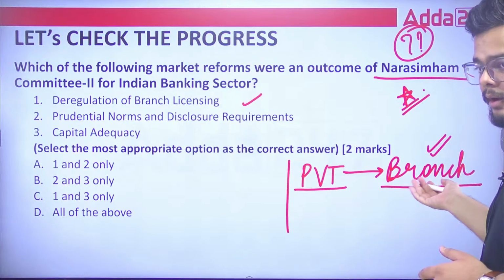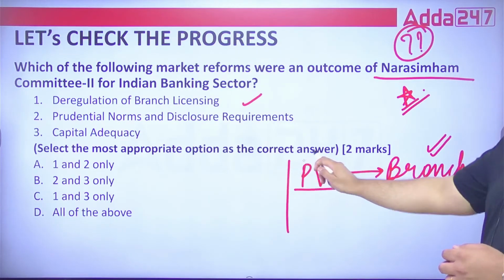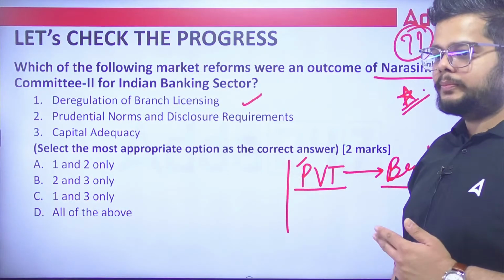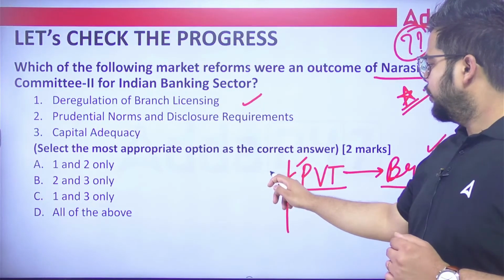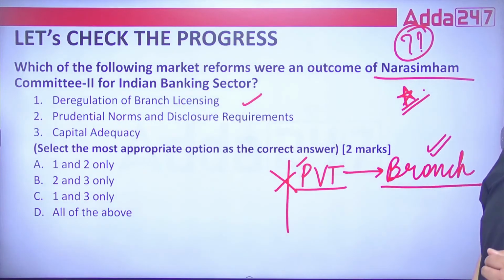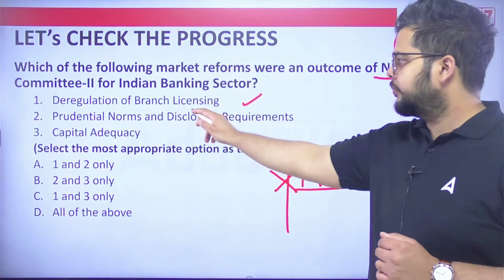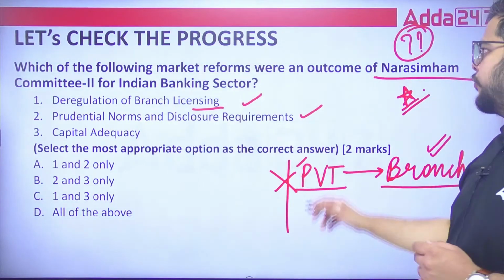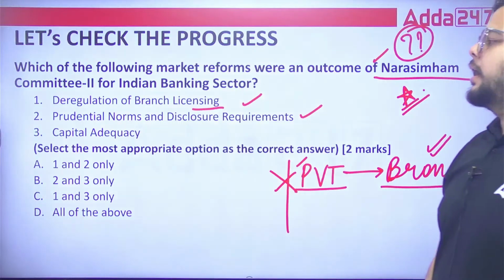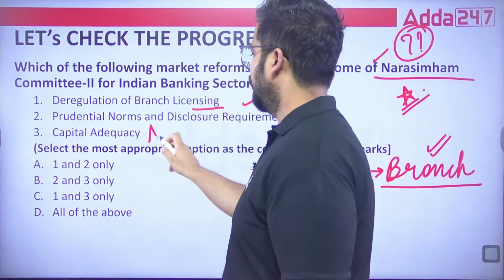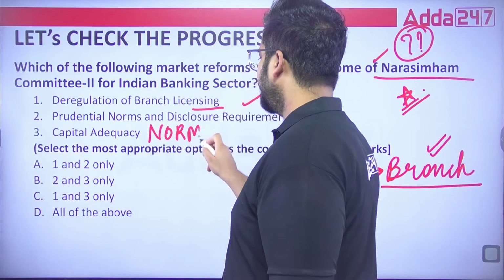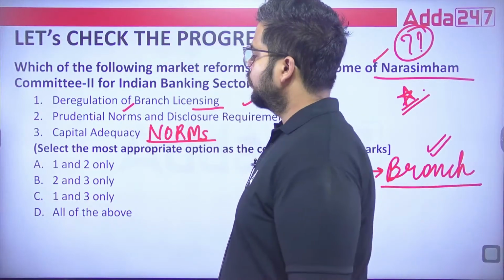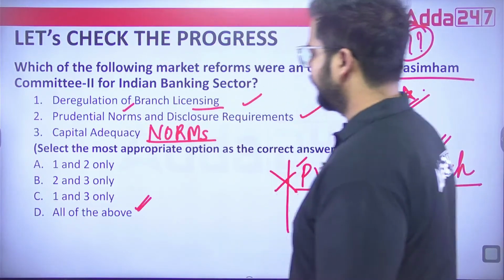Fine, a new branch, new license will be granted to that private bank by RBI. So whether Narasimham Committee 2 recommended that this particular practice should be nullified. So yes, deregulation of branch licensing was there. Then prudential norms and disclosure requirements. Again, it was recommended by the Narasimham Committee 2 only, along with capital adequacy norms. Fine. So capital adequacy norms are again important, as are the prudential norms. So all of the above will be the correct answer, option D.